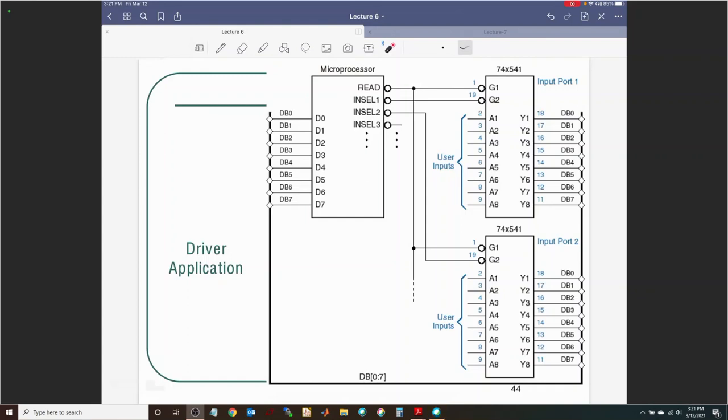All right, so now let's talk about one of the applications of this 74X541 chip. So we have a microprocessor over here that is trying to read from one of the user input ports. This could be a printer, it could be whatever you want. It is trying to read from one of the ports, and we are labeling them input port number 1 and input port number 2.